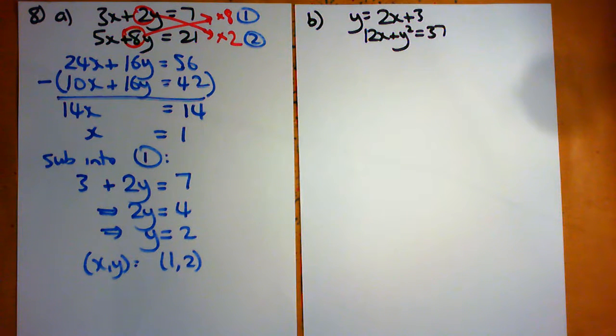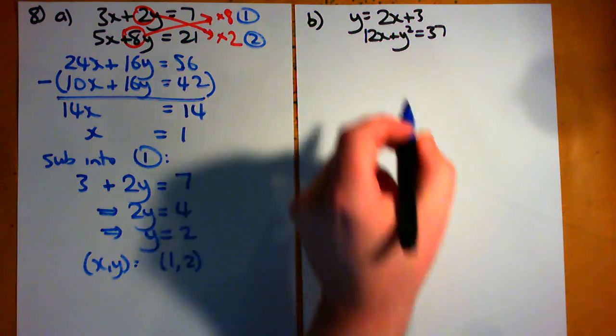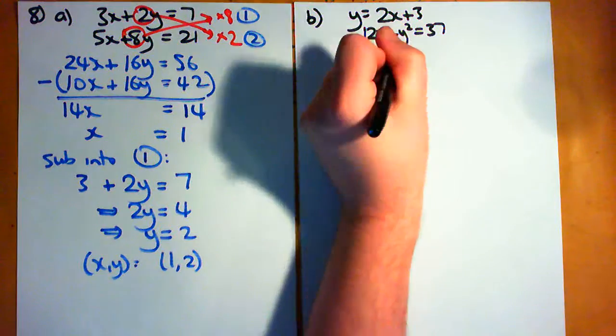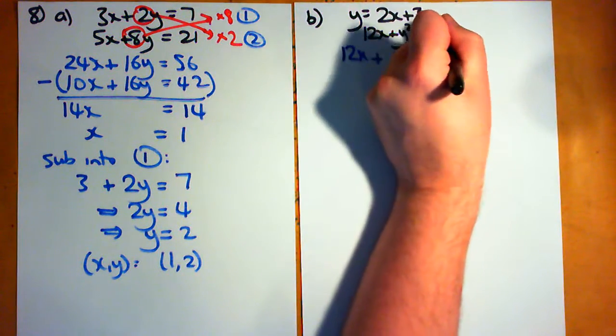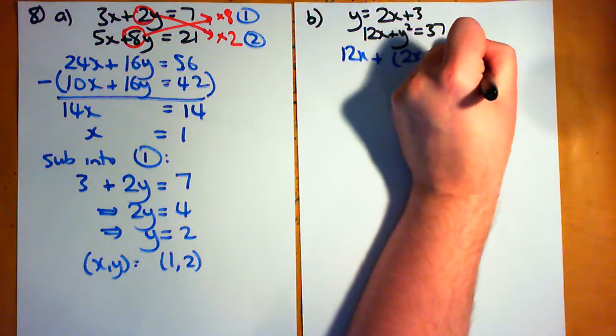So we've got y equals 2x plus 3 and 12x plus y squared equals 37. Note the y squared, that forces us to use substitution. So we need to substitute the first equation, which already has y as the subject, so we don't need to do any rearrangement, into the second equation. We get 12x plus y, which is 2x plus 3, and that's squared, equals 37.